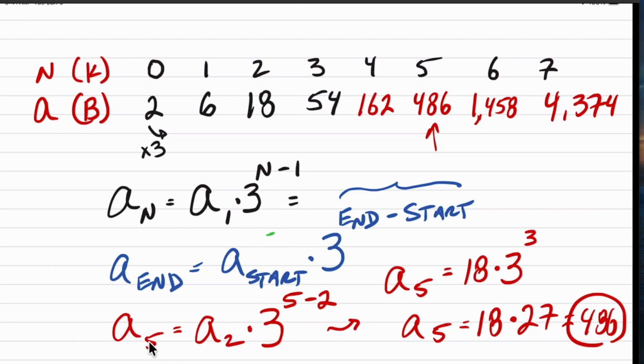It's the amount at the end equals the amount in the starting position times the common ratio raised to the end minus the start.